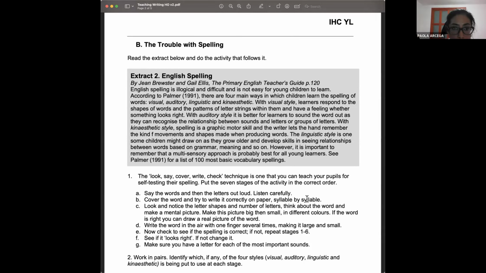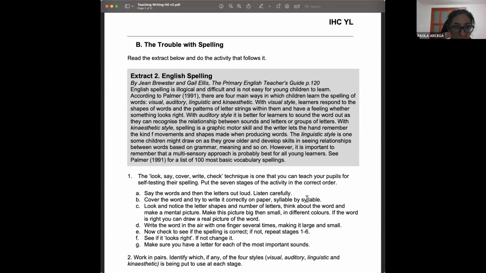According to Palmer, there are 4 main ways in which children learn the spelling of words: visual, auditory, linguistic, and kinesthetic. With visual style, learners respond to the shapes of words and the patterns of letter strings within them and have a feeling whether something looks right. With auditory style, it is better for learners to sound the word out as they can recognize the relationship between sounds and letters or groups of letters.